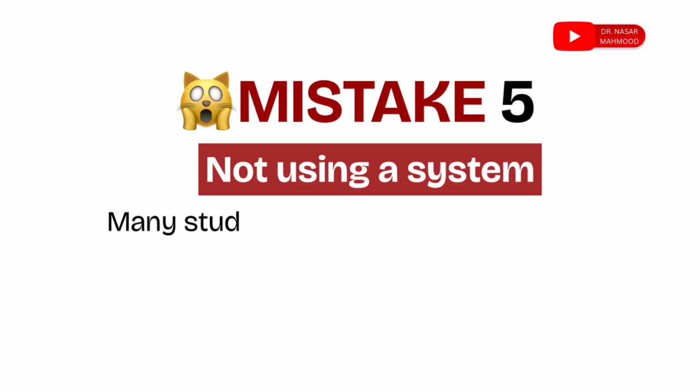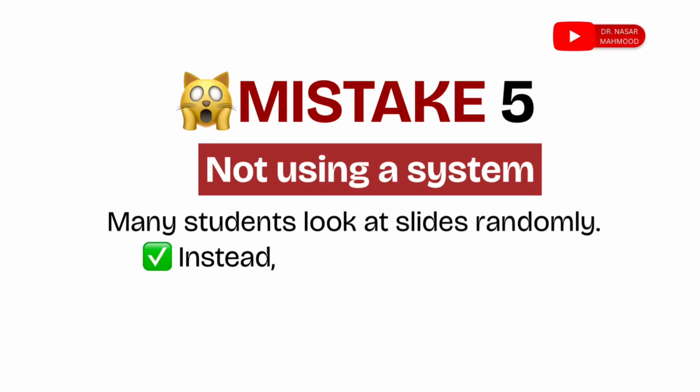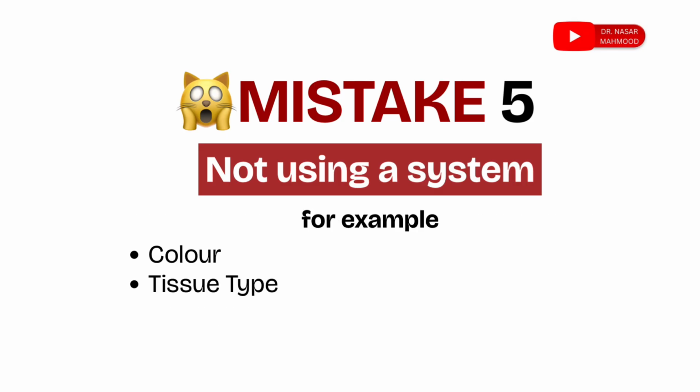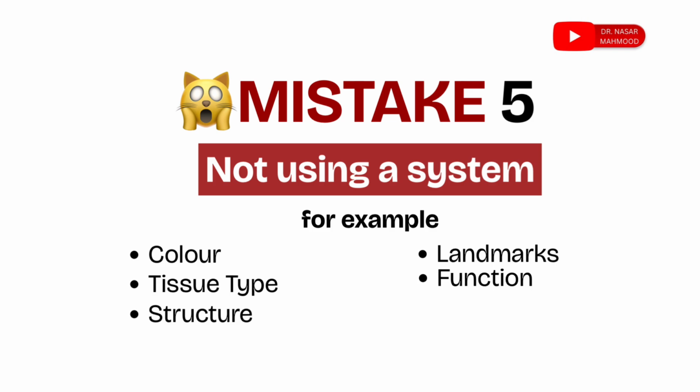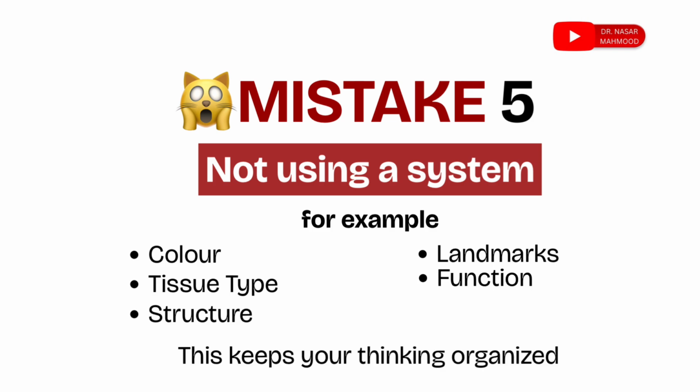And mistake number 5, not using a system. Many students look at slides randomly. Instead, use a consistent order. For example, color, tissue type, structure, landmarks, function. This keeps your thinking very organized.